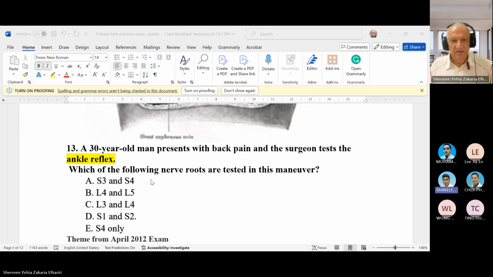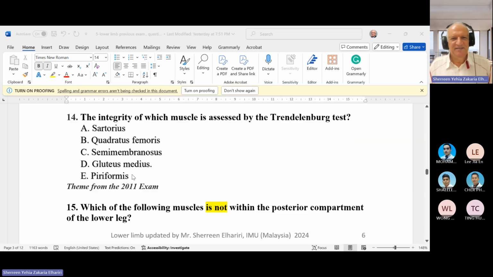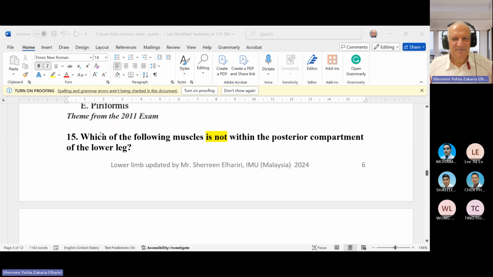A 30-year-old man presents with back pain, and the surgeon tests the ankle reflex. Which of the following nerve roots are tested in this maneuver? This would be S1 and S2. It is important to know the ankle reflex is S1, S2. Next: the integrity of which muscle is assessed by the Trendelenburg test? Gluteus medius. And the nerve supply is the superior gluteal nerve. Okay, next one.